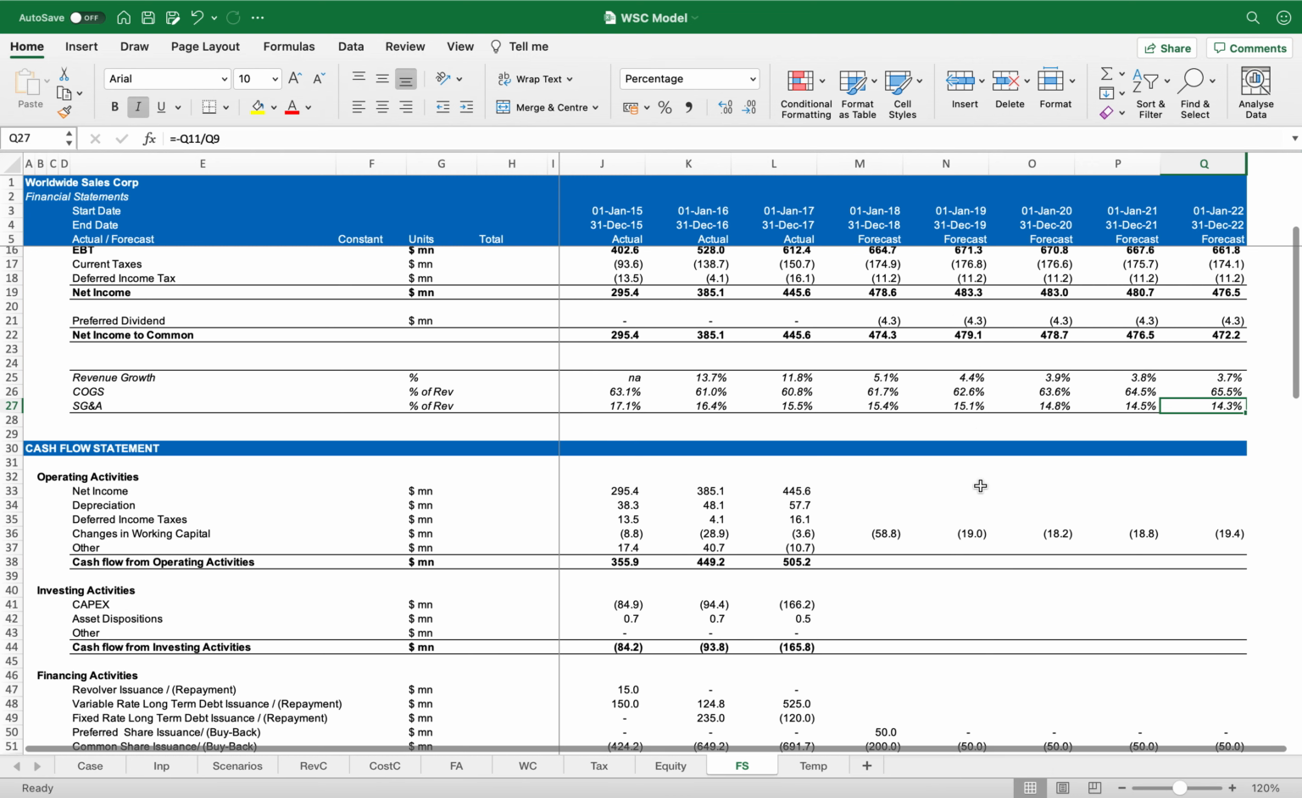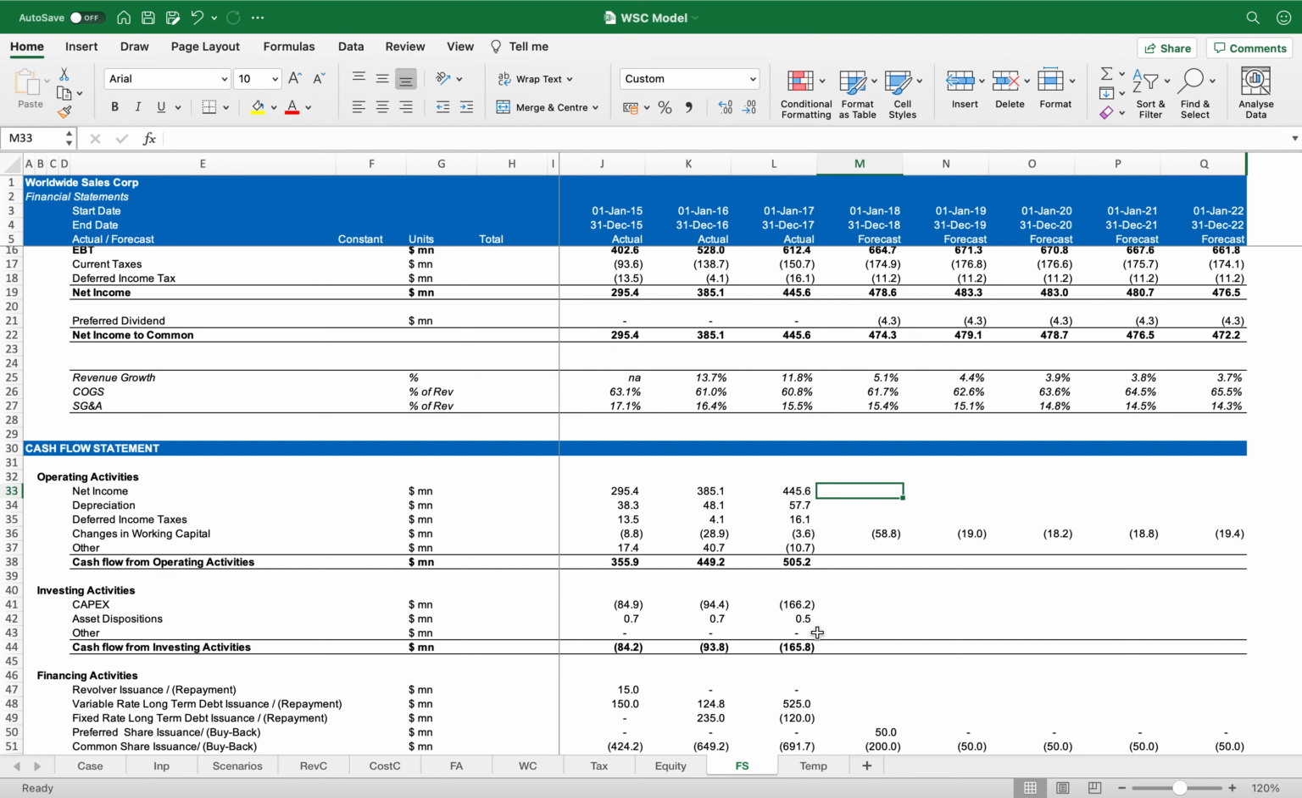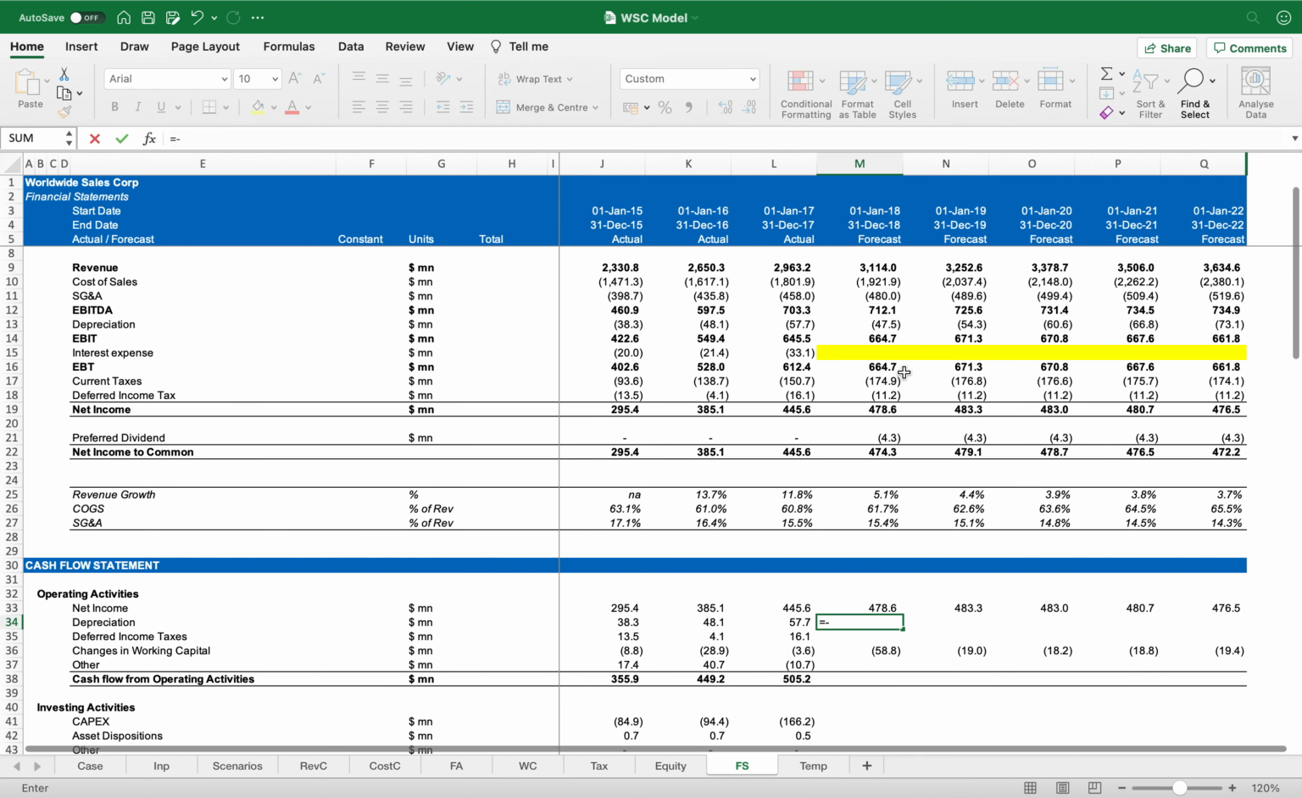Okay, cash flow statement. Now let's look at the cash flow statement. Net income. Now, where do I connect this net income from? Net income will be the net income from the income statement. So, net income, link it to the net income. Depreciation, please link it to the depreciation.